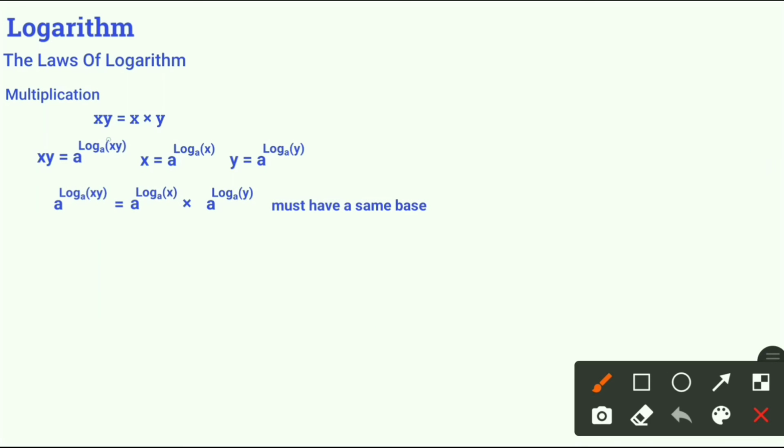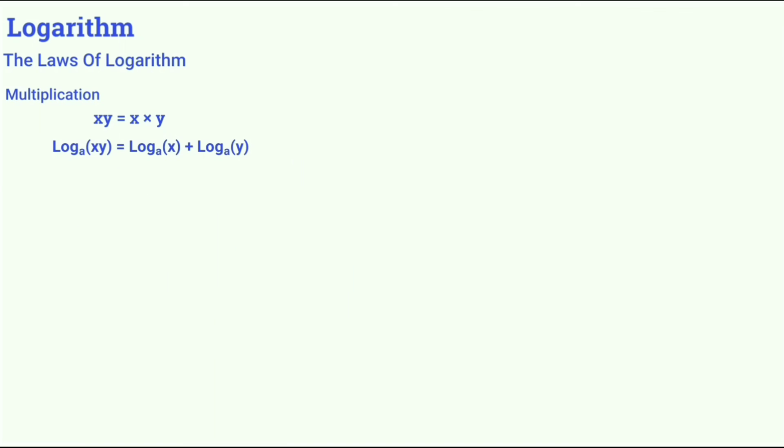Okay, so multiplication: log_a(xy) = log_a x + log_a y. We just convert this into this, this into this, and this into this. They all have the same base, and since they have the same base, when they are in multiplication, their exponents will get added up. We already understand this: a to the power m multiplied by a to the power n is equal to a to the power m plus n. They all have the same base. This is how it is.